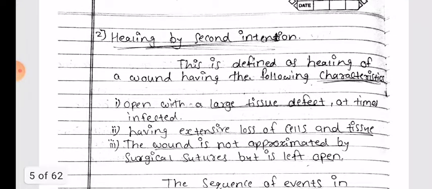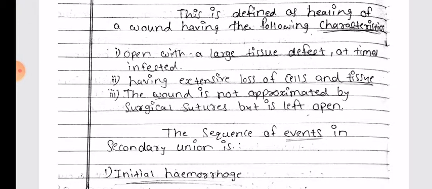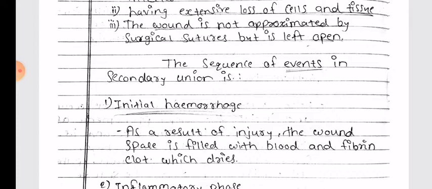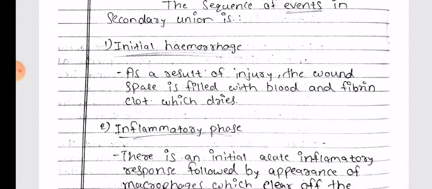Healing by second intention. This is defined as healing of a wound having the following characteristics: open with a large tissue defect, at times infected, having extensive loss of cells and tissue. The wound is not approximated by the surgical sutures but is left open. The sequence of events in secondary union are: initial hemorrhage. As a result of injury, the wound space is filled with blood and fibrin clot which dries.